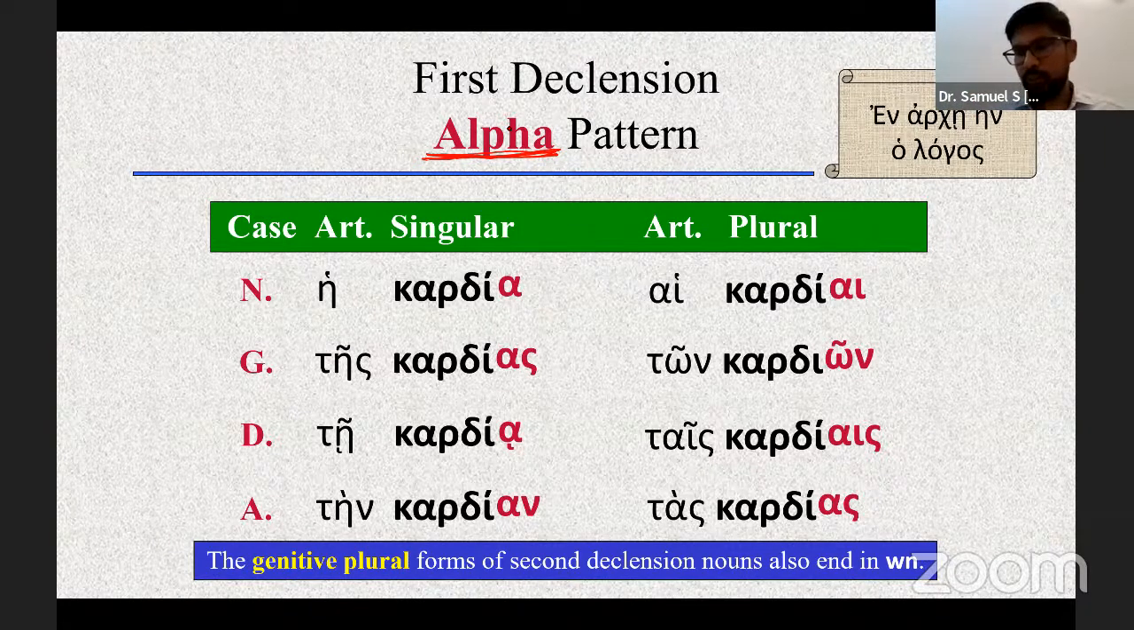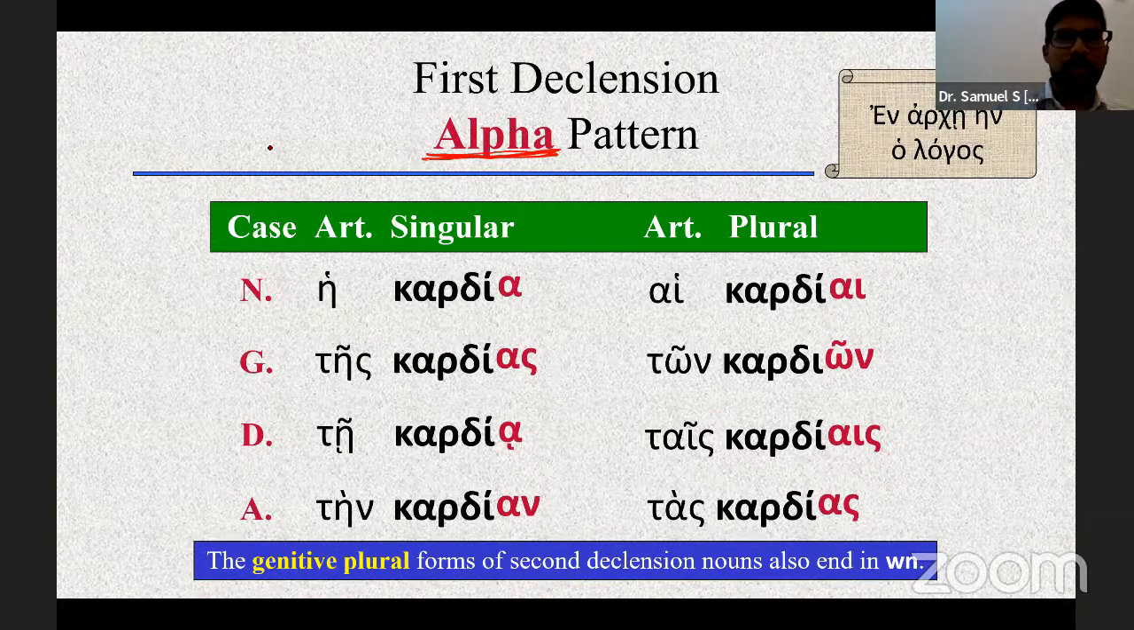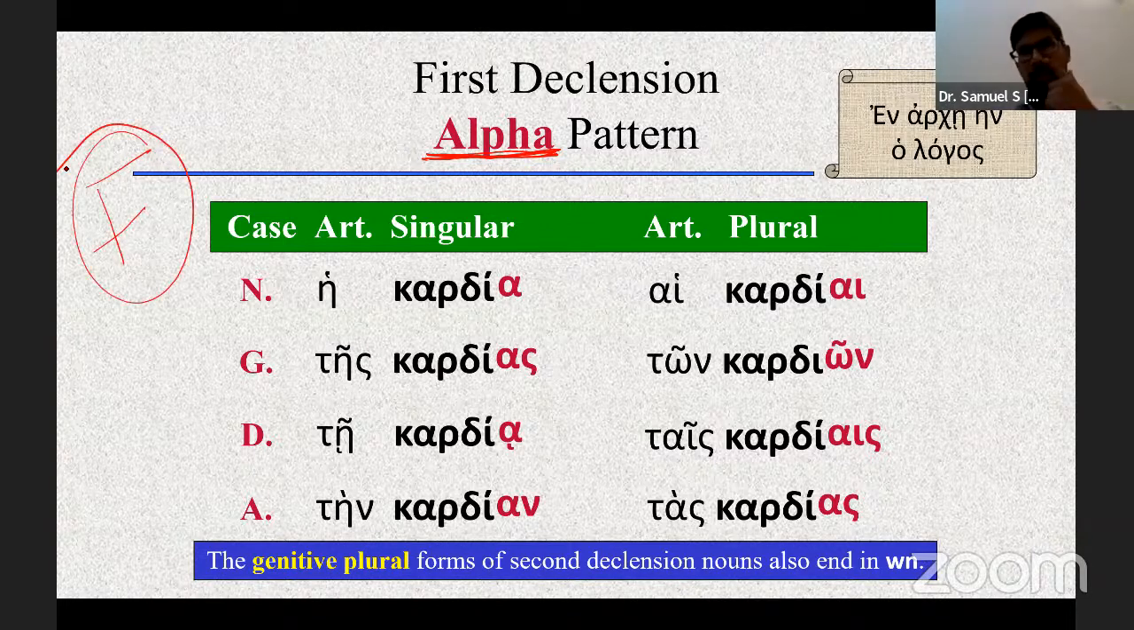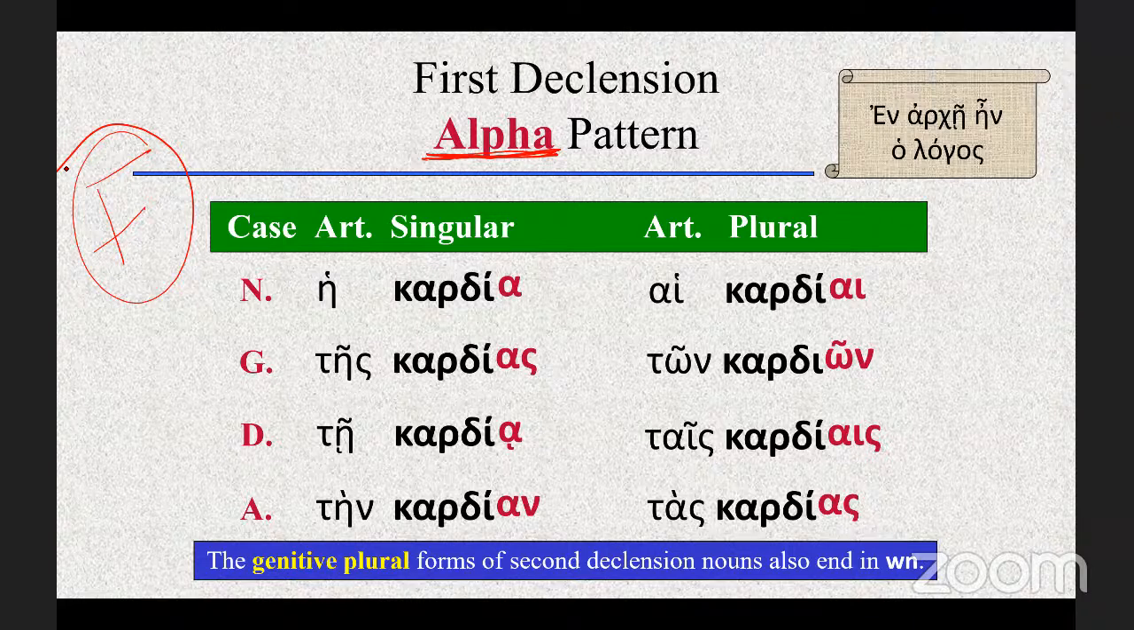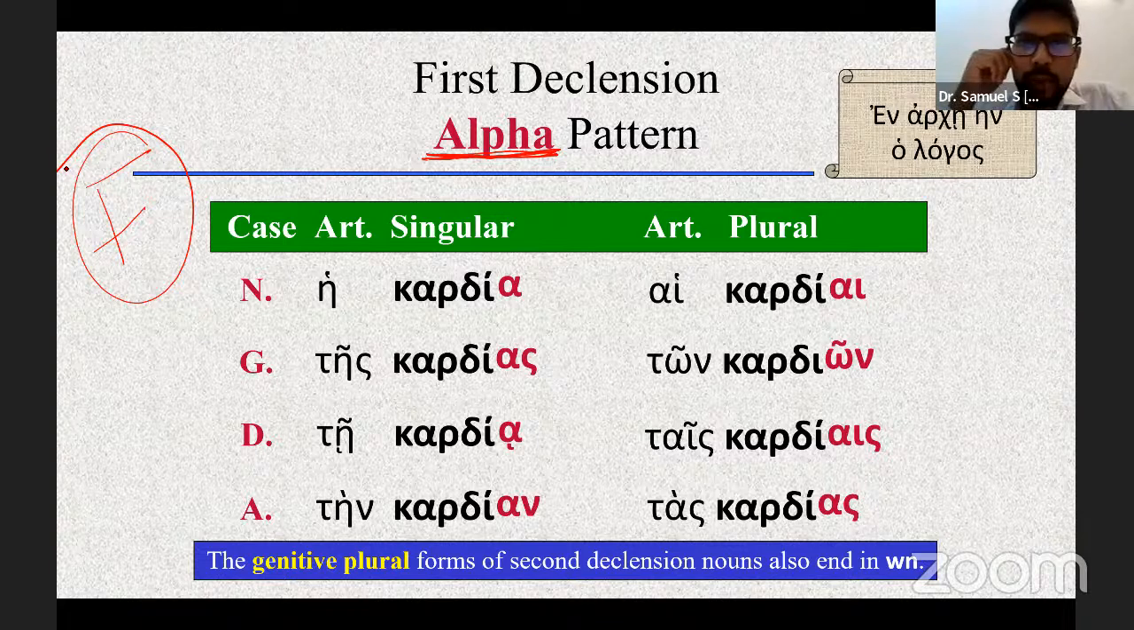Okay? Now let me ask the question. Why is the eta pattern and the alpha pattern one group, and why are we calling it first declension? Why can't we just call them two different declensions? Why are they in the same group? The word ending with eta and iota. The word ending with? The stem. Yeah, the stem.